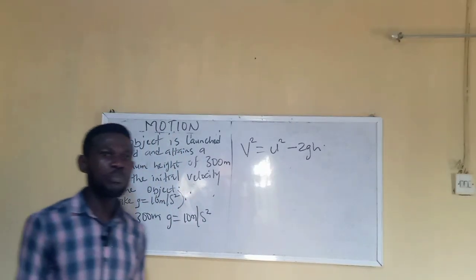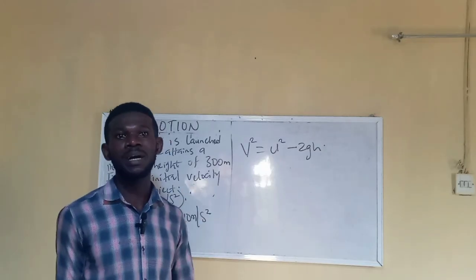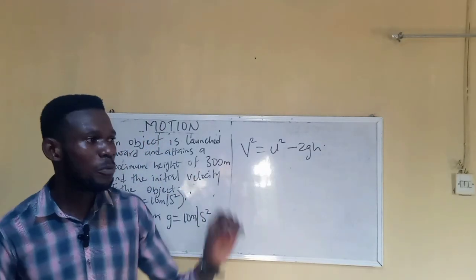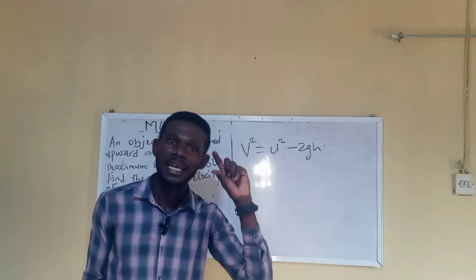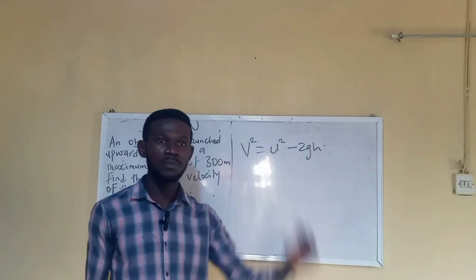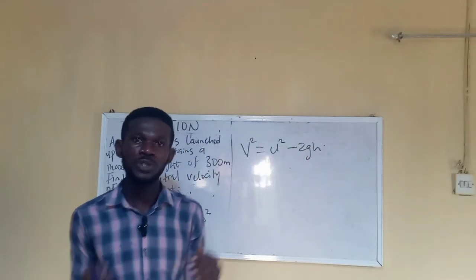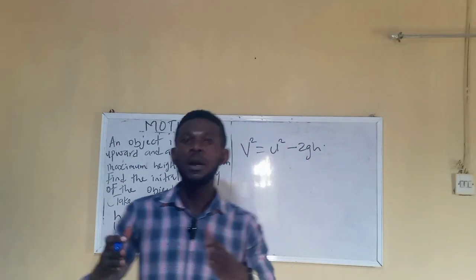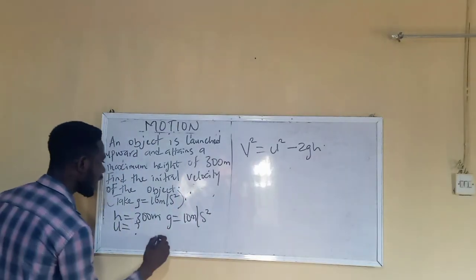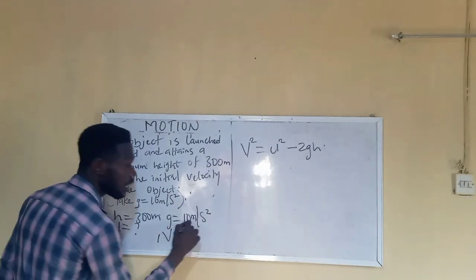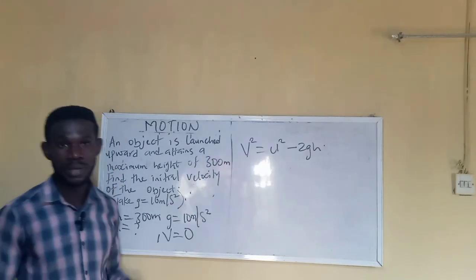And when a ball or an object is thrown upwards and you are told that it attains a maximum height, it means that at that moment the final velocity is 0. Because when it gets to the maximum height, it does not move. So these are the things you must put in mind before you carry out your calculations. Hence, we would say that our v is 0. Now we have stated this, we can carry out our calculation.